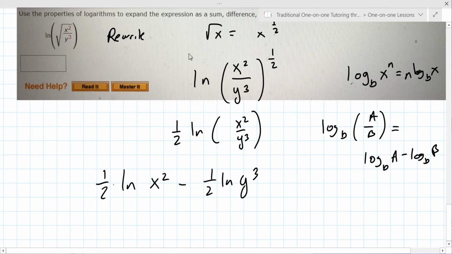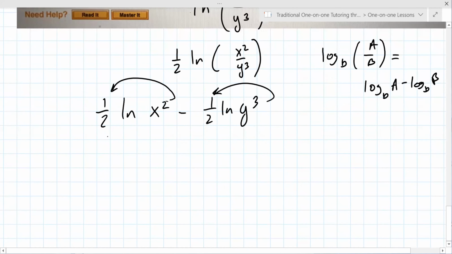And then at this step, you apply this exponent property again. This 2 comes out in front, this 3 comes out in front, and they're multiplying. So it's 1/2 times 2, but that just becomes the natural log of x, because 2 times 1/2 is 1, minus 3/2 natural log of y.